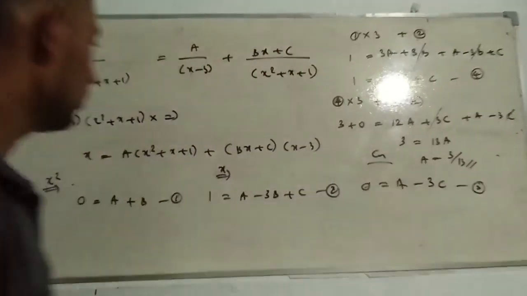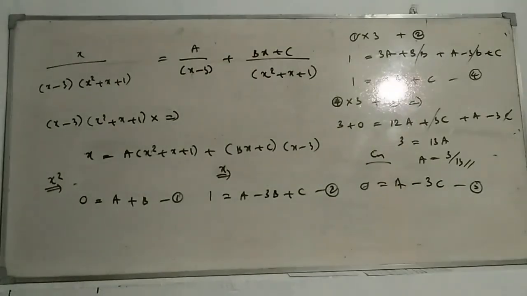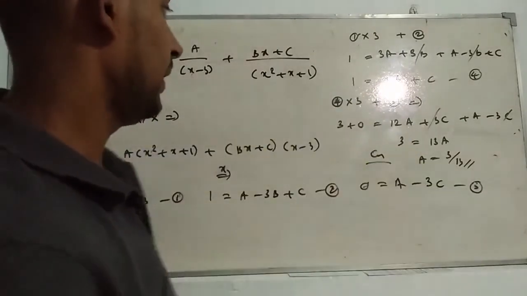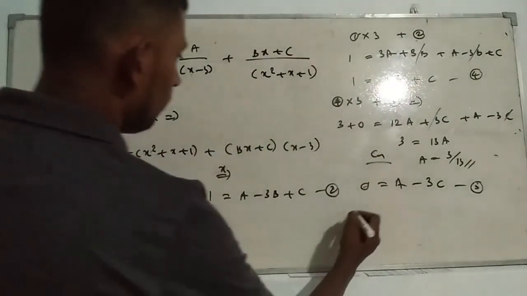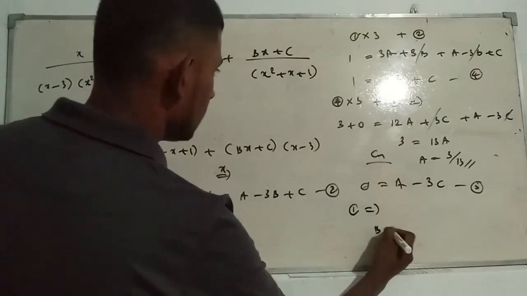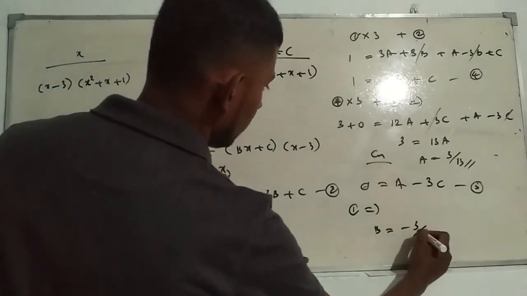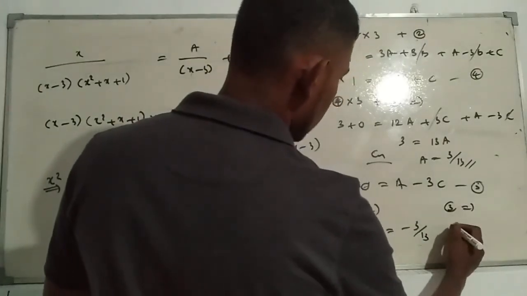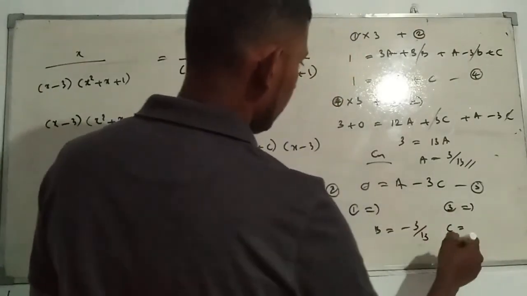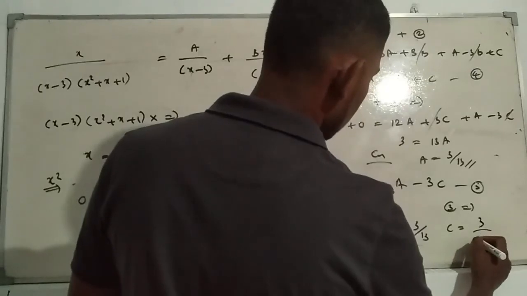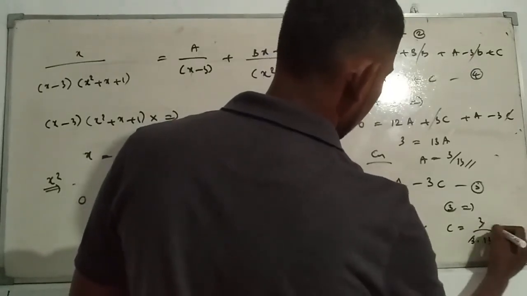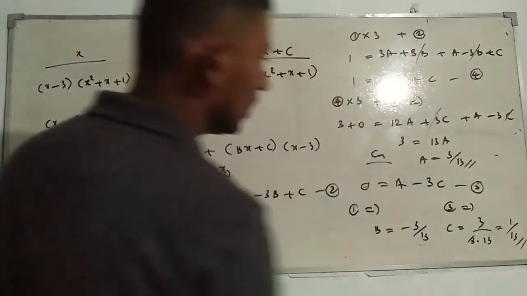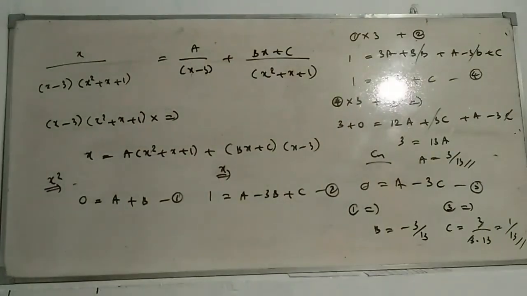So that is the value of a. I can write the value of b from the first equation. b is equal to minus a, that means minus 3 over 13. And using the third equation, c is equal to a over 3, that means 3 over 3 times 13, that means 1 over 13. Those are the values of a, b and c for the final partial fraction question.